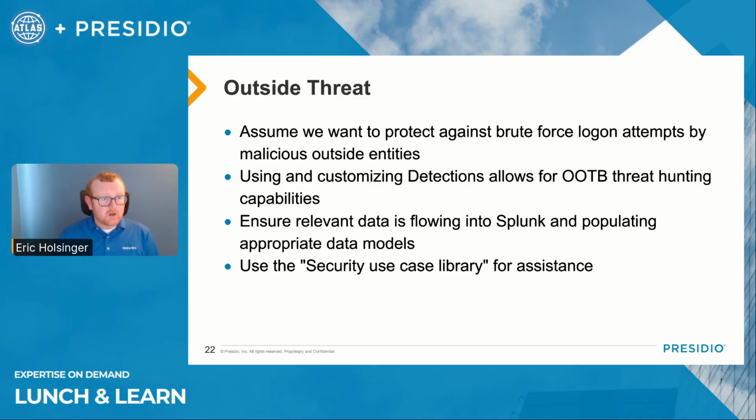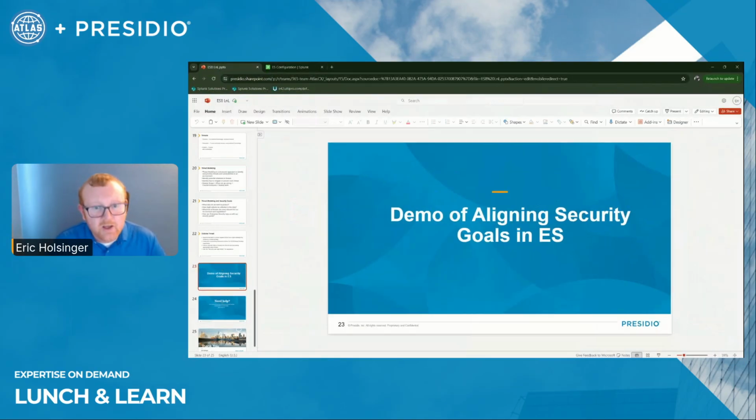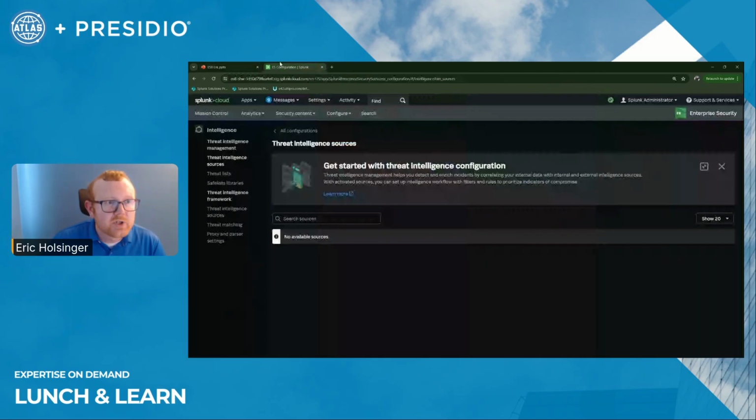So we're going to use enterprise security, and we're going to use and customize detections, and that'll allow us out-of-the-box threat hunting capabilities. We're going to ensure that the relevant data is flowing into Splunk and populating appropriate data models. And then we're going to be able to use the security use case library for assistance. So let's hop on into our demo and continue on from here.